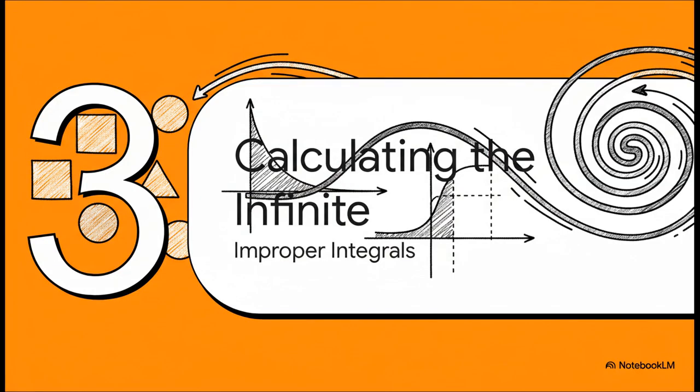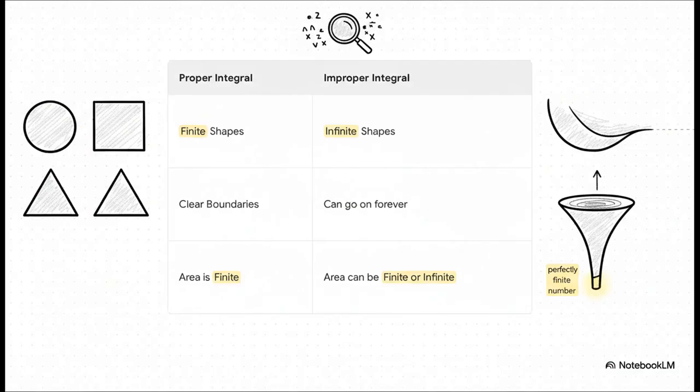So, we've measured finite shapes, things with clear boundaries. But what happens when a shape doesn't end? What if it just goes on forever? Can calculus still handle that? For this, we need an upgrade. We need what's called an improper integral. A normal, or proper, integral is for shapes with clear start and end points. But an improper integral? That's what we pull out when one of those boundaries is infinity. And here's where your brain might start to hurt a little. The area of an infinite shape can sometimes be a perfectly finite, normal number.